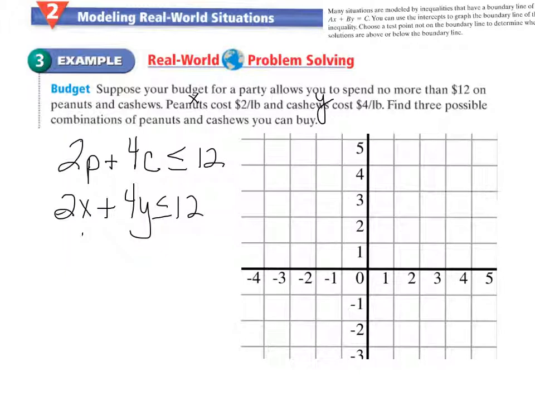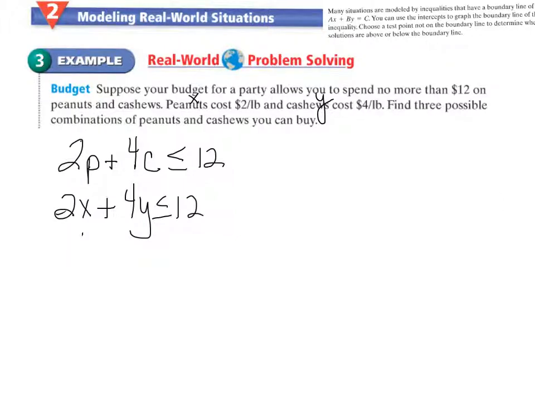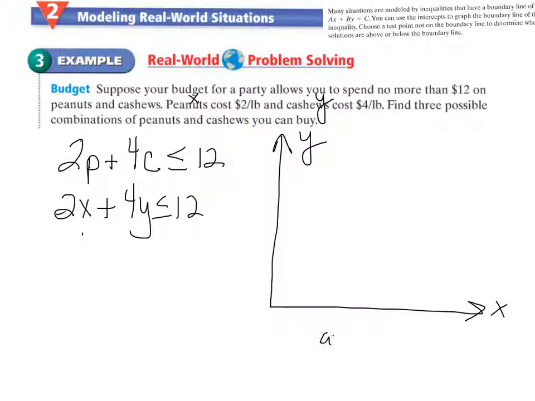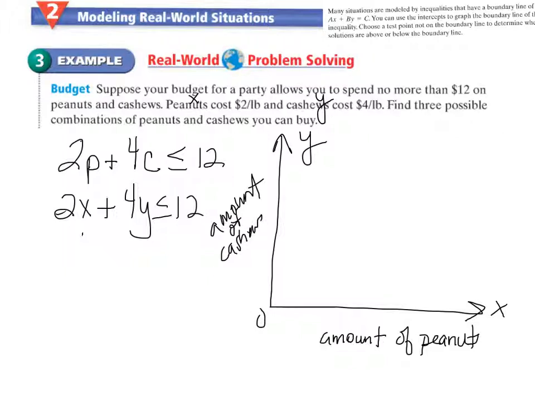So let's see what we want to do here. Now normally you would graph, actually I'm going to get rid of this graph. The reason is we don't need negative peanuts and cashews. So, positive. I have x, I have y. x would represent peanuts, so the amount of peanuts. This is the amount of cashews. So let's find the intercepts.